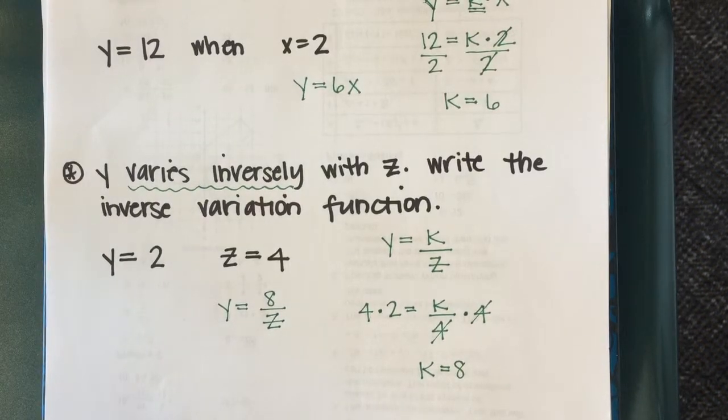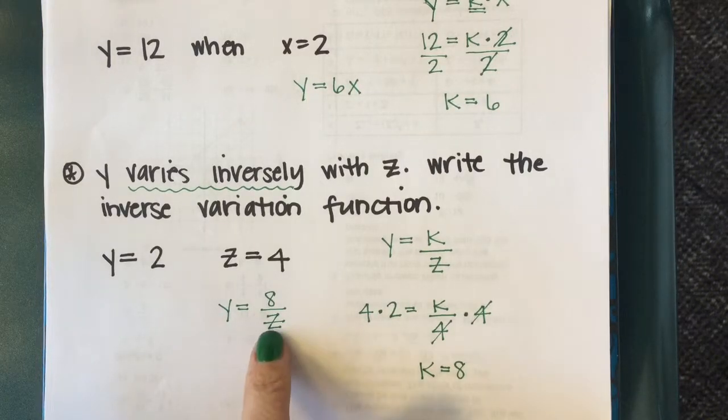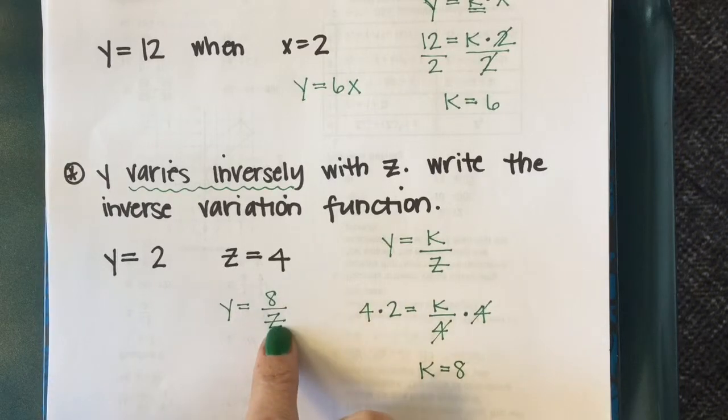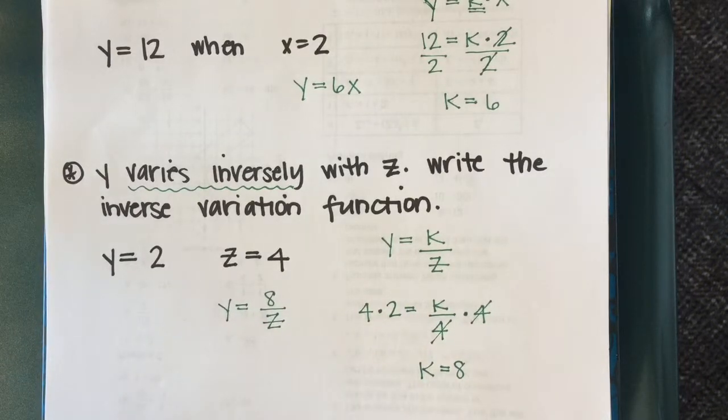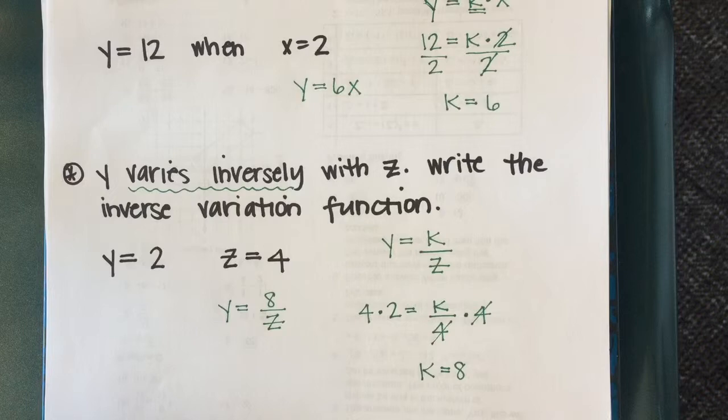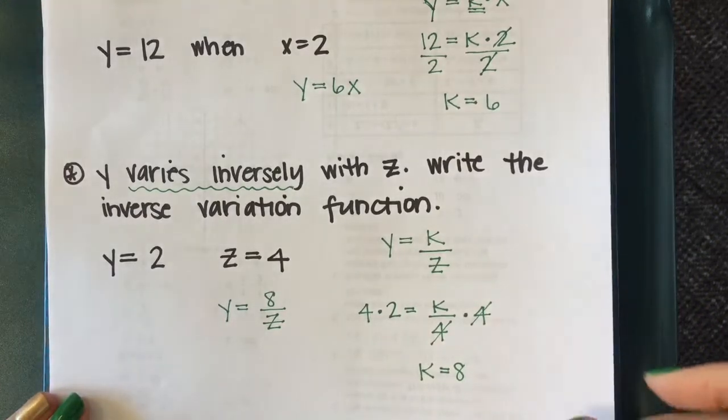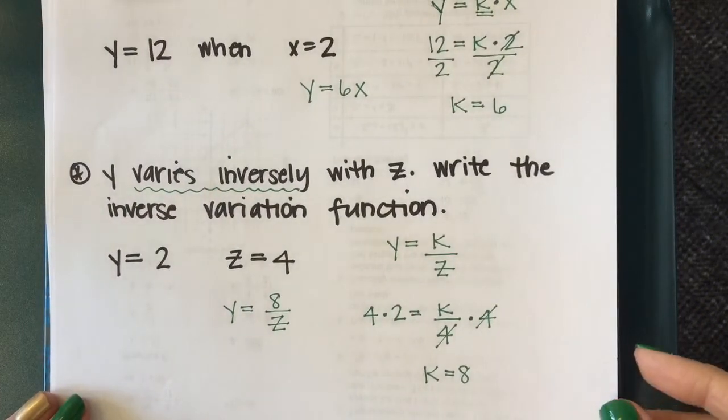They sometimes then will say, use that to solve for y if z equals 1. So if z equals 1, you'd put a 1 in there. 8 divided by 1, you would get 8 for y. So sometimes they'll give you another value that you need to solve for after you write the function. These first couple of examples didn't do that.